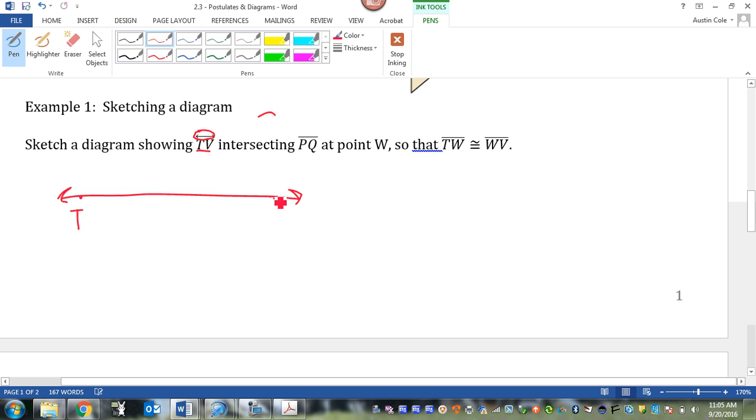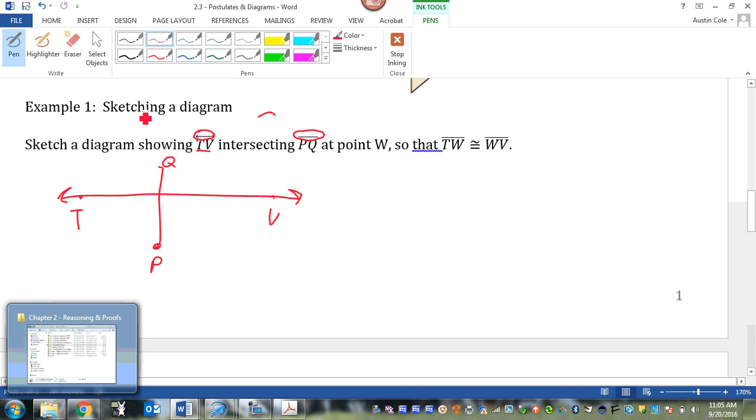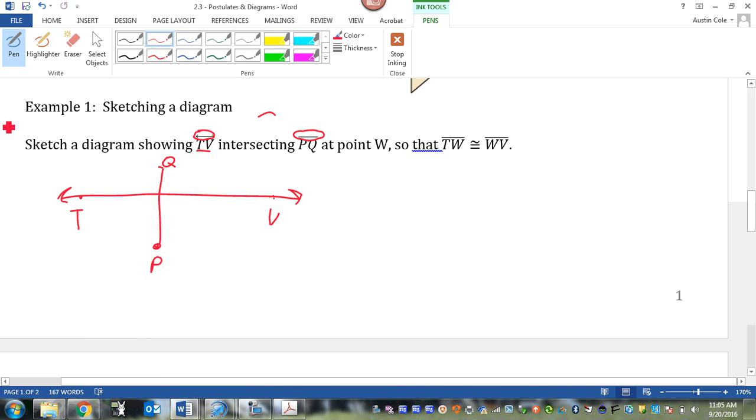T, B. What's PQ? A line segment. How can you tell it's a line segment? Because it doesn't have the arrows. P, Q. And they intersect, going back to our, I think it's our third postulate: the intersection of 2 lines is a point. We have a point right there. They tell us to name it W.